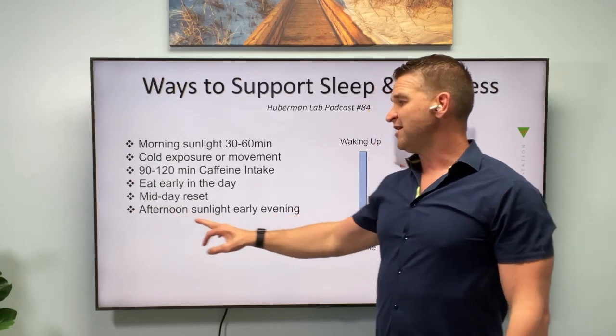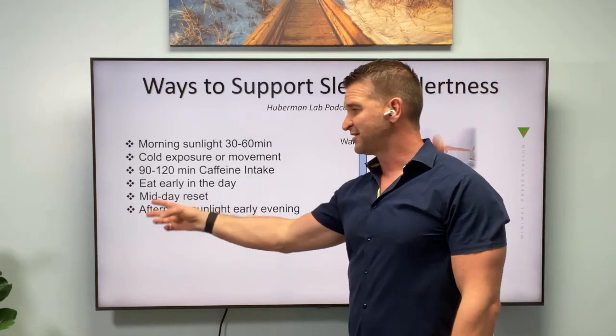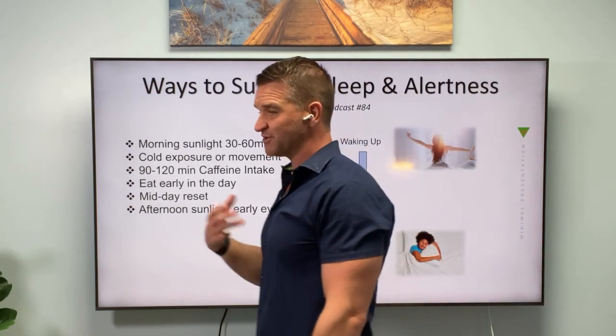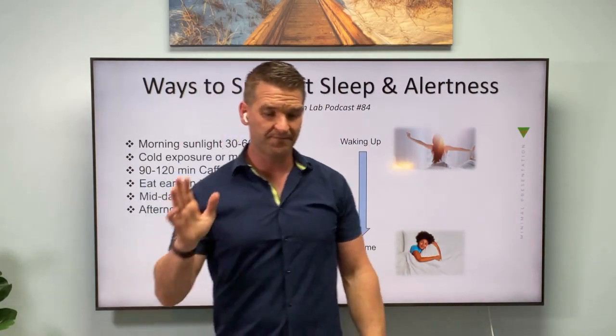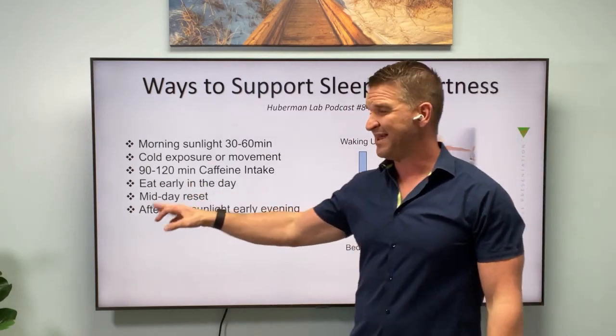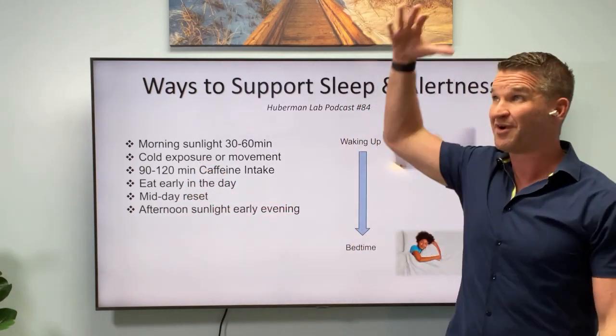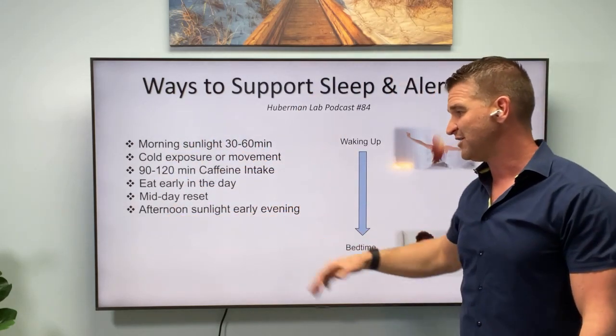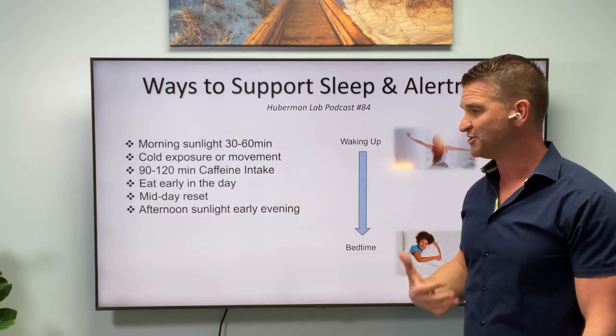Afternoon sunlight in the early evening. So again, that's kind of the reason why I go outside. Getting some sunlight in the early evening is also helpful, especially as we go into the dusk hours. It's not the super high intense light that you're going to get in the morning, but afternoon sunlight in the early evening is always a good thing to do.